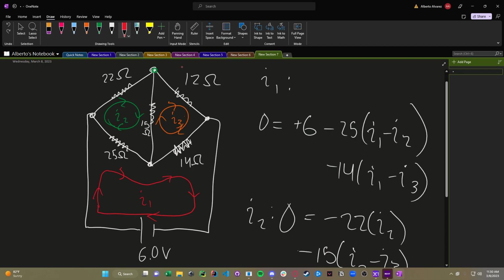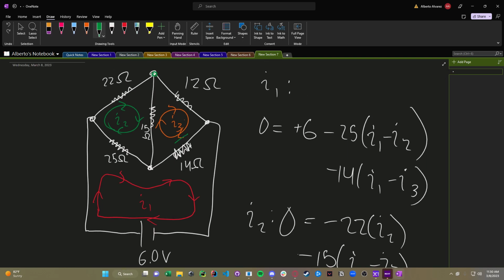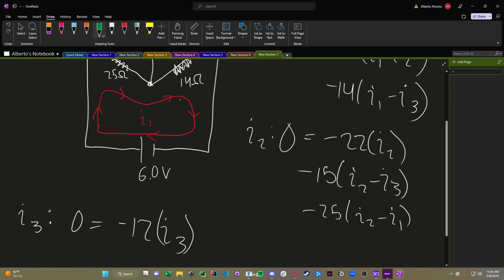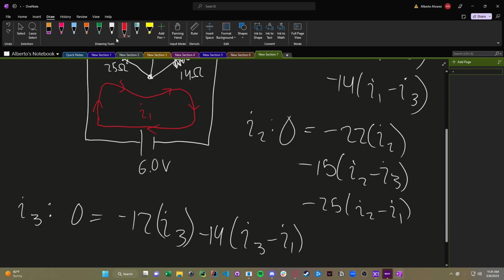Okay, and now we see here that in the 14 ohm resistor, it's going to be I3 down and I1 opposing. So the current going through the 14 ohm resistor is I3 minus I1. And now at last we reach the 15 ohm resistor, which again I2 is opposing. So minus 15 times I3 minus I2.